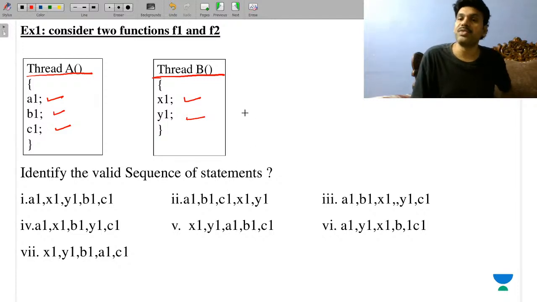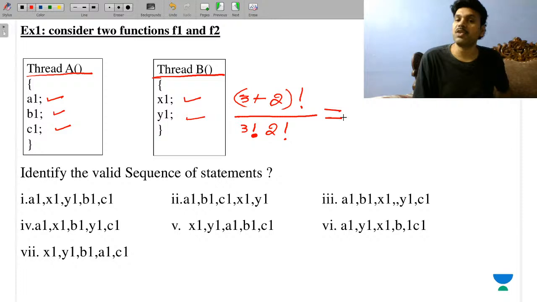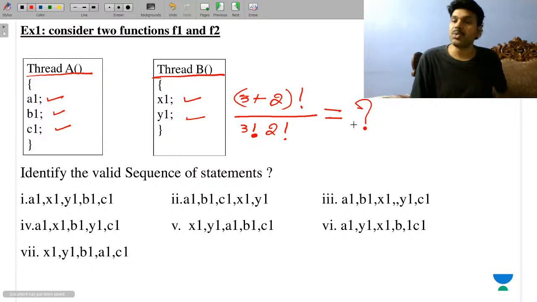I can tell you, friends, from the DBMS concept, the total number of runnable statements is (3 plus 2) factorial divided by 3 factorial into 2 factorial. Please don't forget this equation, it is applicable here also. These many combinations you are going to get to execute this. I have provided some of the sequences. Now you tell me, are they valid or invalid?